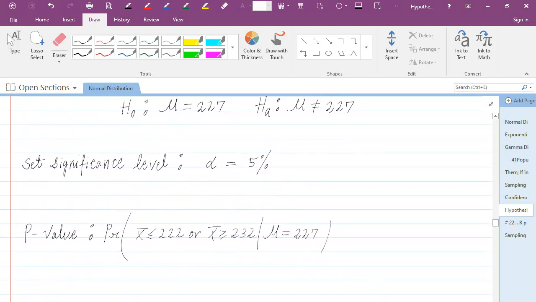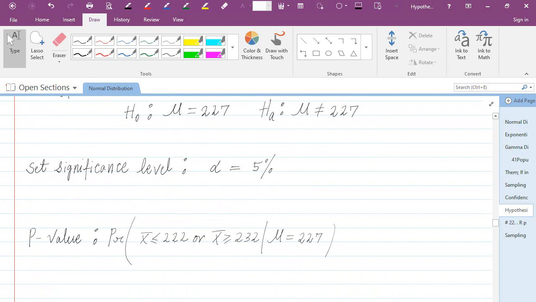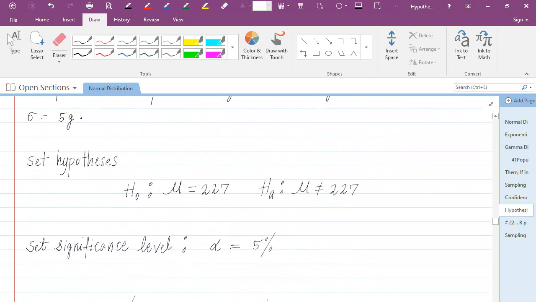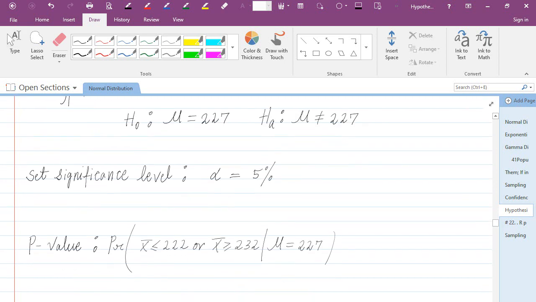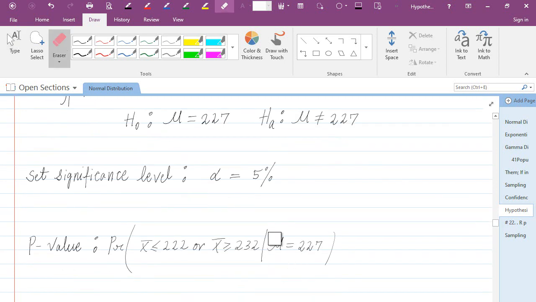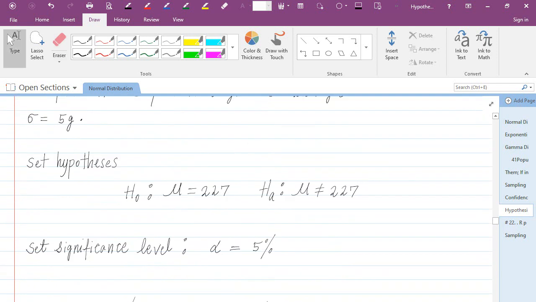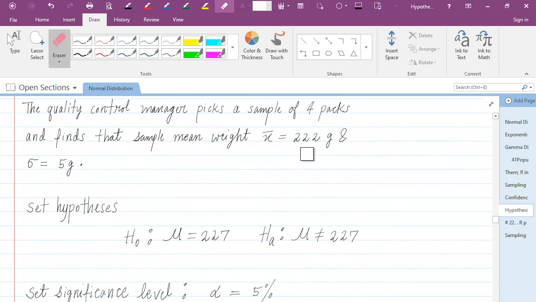So what would be the p-value then? Well, remember, the p-value is the probability. So what is the p-value? Well, assuming that the mean weight is 227, what's the probability that the sample mean weight will take on a value equal to or more extreme than the observed sample mean weight? What's the probability of getting a sample mean more extreme than this one?